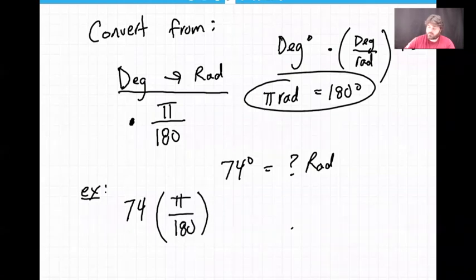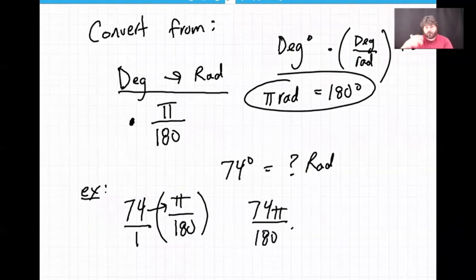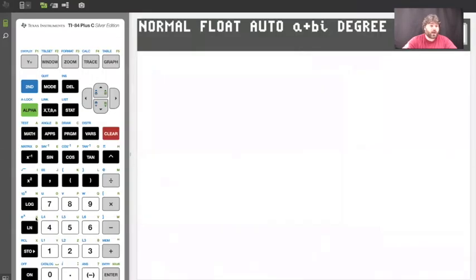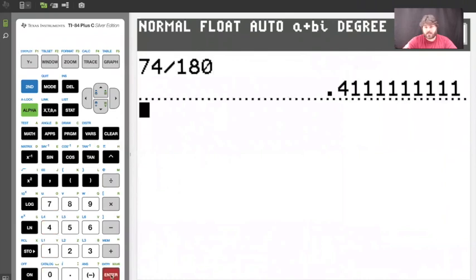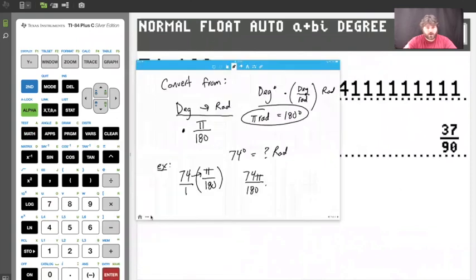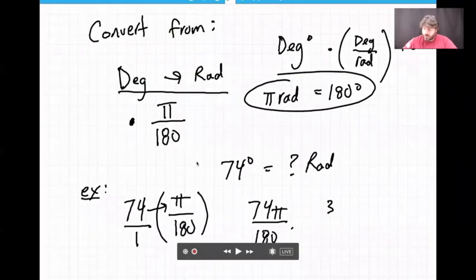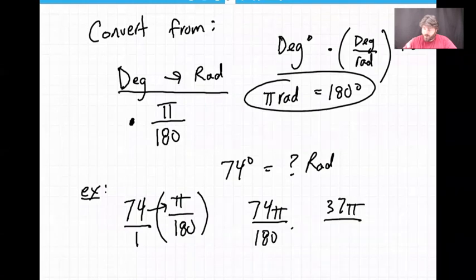Now remember, this is a fraction in disguise, so you multiply across the top. We get 74 pi over 180. This is how they always frame it. They put the number on top with the pi and then the number on bottom. So really all we have to do is reduce that fraction, 74 out of 180. So 74 divided by 180 gives me a decimal, and then if I hit math, enter, enter, it gives me the reduced fraction. So instead of 74 over 180, I should say 37 over 90. So 37 pi over 90. That is the radian measure.